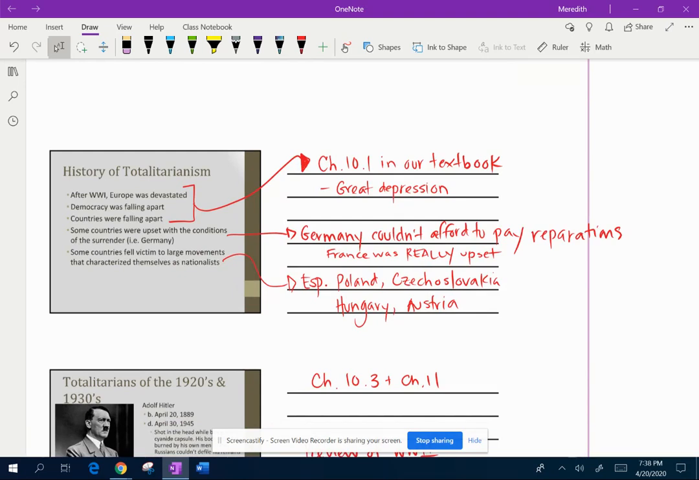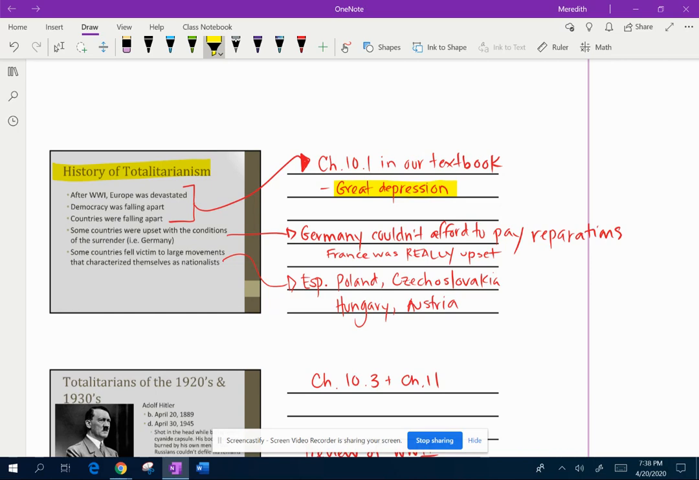So the quick history of the phrase totalitarianism, or what a totalitarian is, is going to surface after World War I. Most of Europe was absolutely devastated. I'm skipping this part in our textbook in 10.1, but it talks about how the Great Depression happens and becomes a global problem. Sadly, what we're going through right now with Safer at Home, this will probably be something in your lifetime that you see firsthand, or that we all see firsthand.